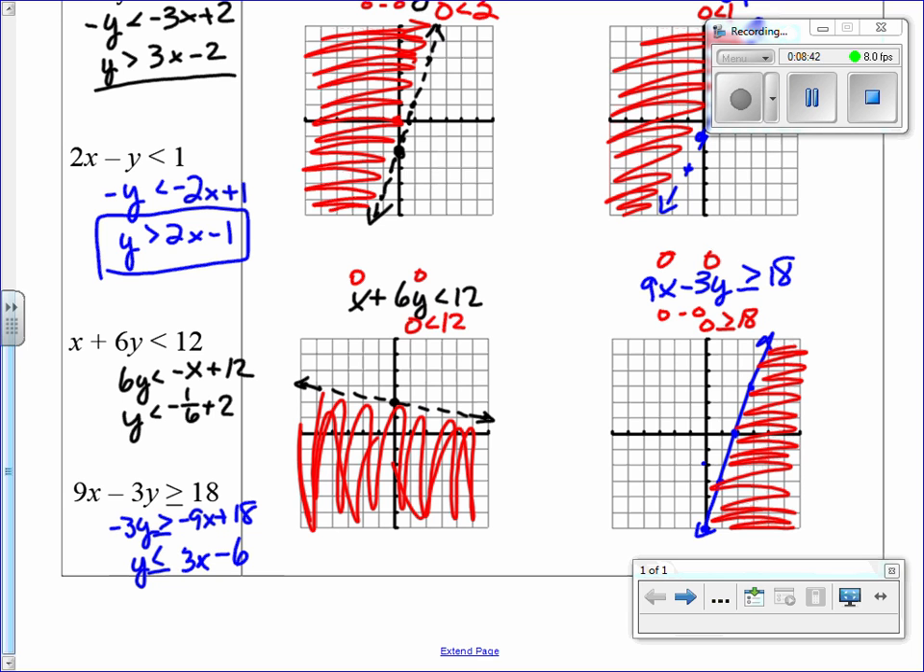We'll work more on this in class on Monday, and also we will talk about how we can do this using our graphing calculator. Thank you.